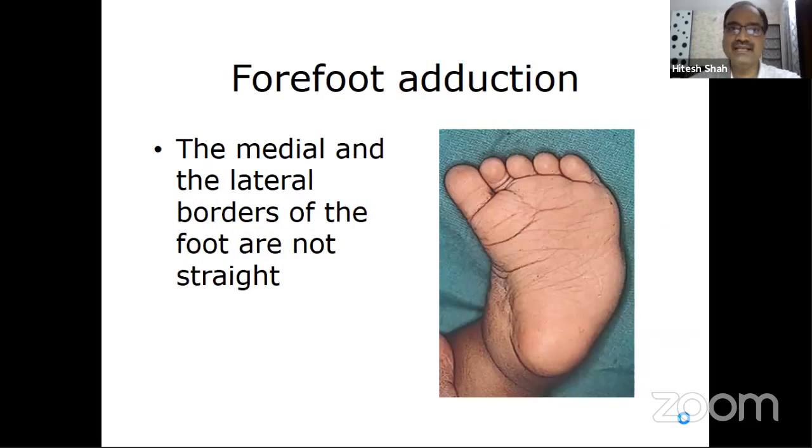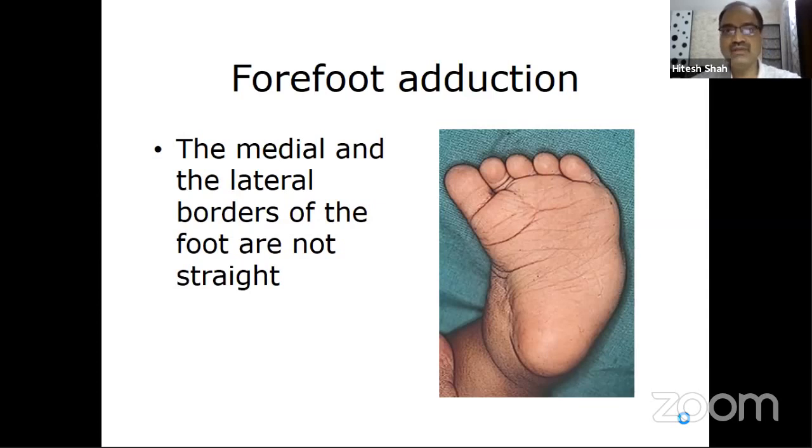The third important aspect is the forefoot adduction. When we look at forefoot adduction, the medial and lateral borders are not the same. The medial side is concave and the lateral side is convex. These are very important deformities of the forefoot. Forefoot adduction and forefoot cavus deformity happen at the mid-tarsal joint, that is the talonavicular joint and calcaneocuboid joint.